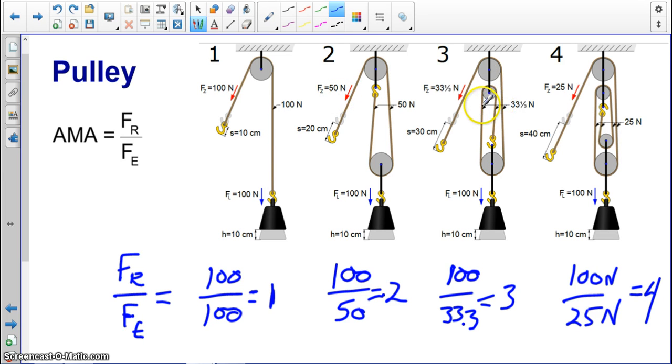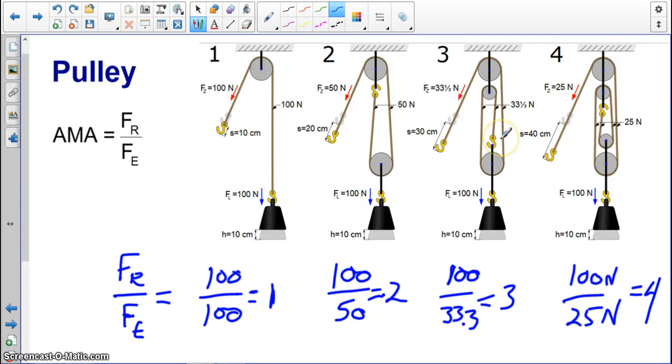33 and a third, 33 and a third, 33 and a third, and this is a movable pulley, so you divide that out and you get 3. Everything's chopped up into 4 parts, so 25 apiece to overcome the 100 newtons. The number of strands directly attached to the moving part tells you the mechanical advantage. It really is the easiest formula around. You count the number of strands attached to the weight in the movable part of the pulley, and voila, that's your ideal mechanical advantage.